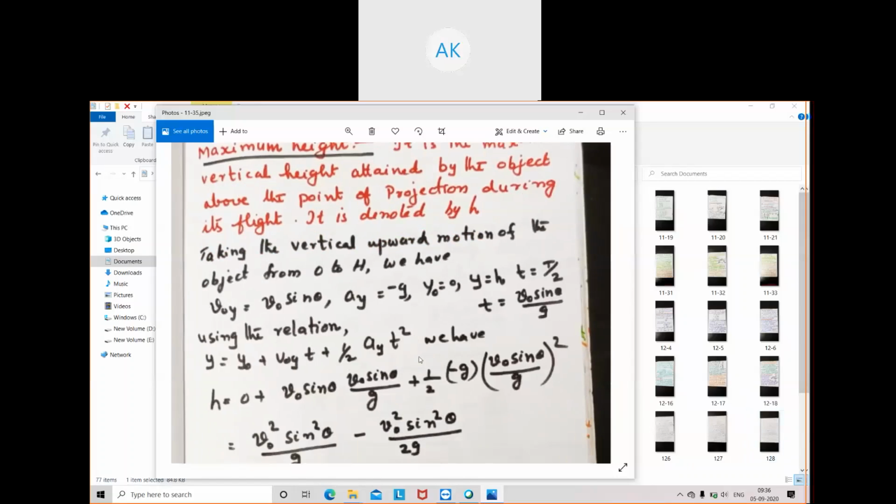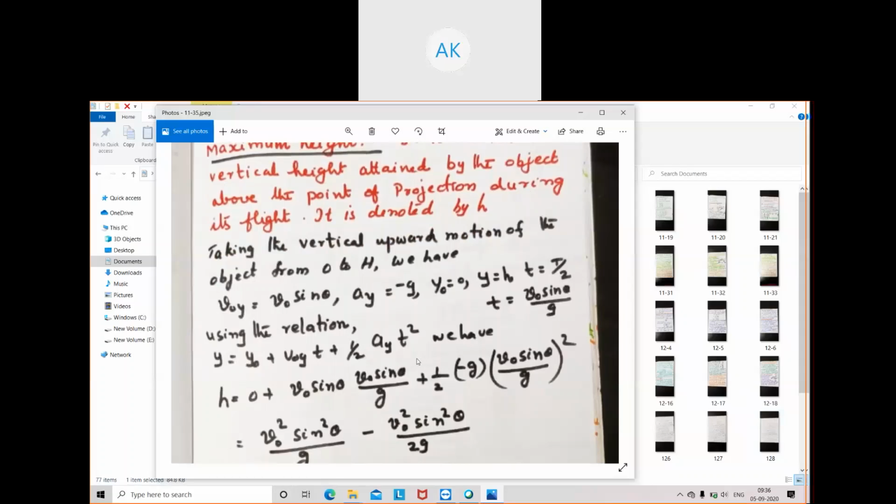So for finding that, which equation do you have to take for maximum height? Displacement y, or y equal to y0, along the y direction, the vertical height.